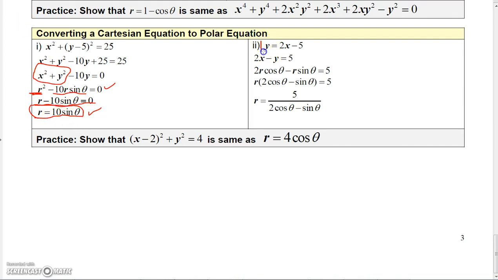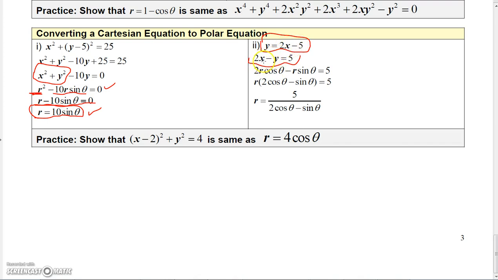Okay, now this is just a line. So what I'm going to do here is rewrite this with 2x and y on the same side. So here I have 2x minus y equals 5. And you can probably manipulate this yourself without me going through that.